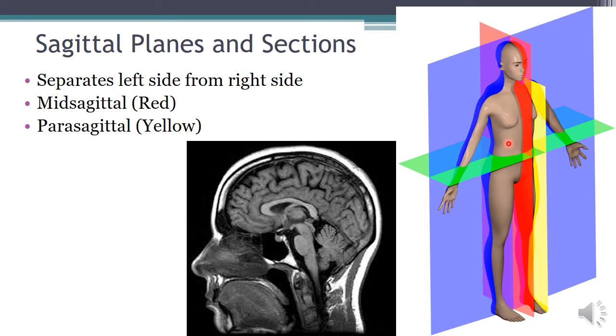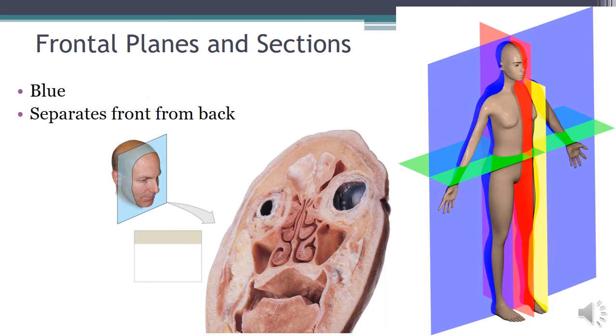Sagittal sections of the human body are actually fairly common in imaging, particularly in CAT scan images, which you can see in the picture here. So this would be a mid-sagittal section of the human head, right down the middle of the body, and it allows you to see some of the structures of the brain here, and the spinal cord.